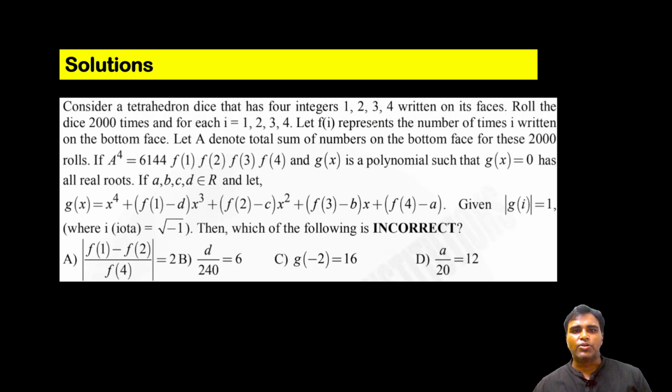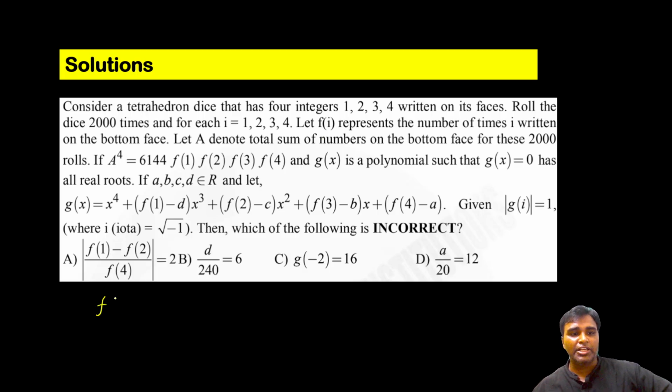We have a tetrahedron dice with 4 integers 1, 2, 3, 4. Roll the dice 2000 times. For each i = 1, 2, 3, 4, F of i represents the number of times i is written. Means if I put 1 in place of i, it becomes F1. F1 represents the number of times 1 is written on the bottom face. Similarly, F2 represents the number of times 2 is written on the bottom face. Similarly for 3, similarly for 4, and you are doing this till how many times? You are rolling the dice a total of 2000 times, dear students.